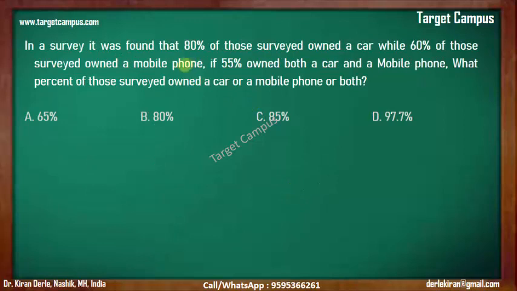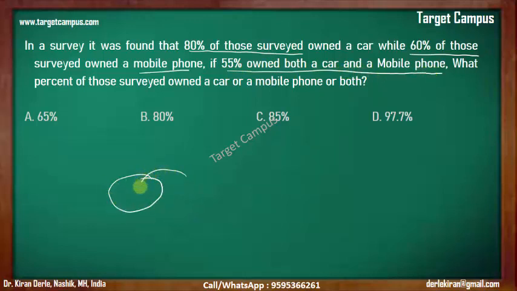In a survey, it was found that 80% of those surveyed own a car, while 60% of those surveyed own a mobile phone. If 55% own both a car and a mobile phone. So see, in this type of question, first take the common region. So 55% got both mobile and car. Let's say this is car, this is mobile phone.